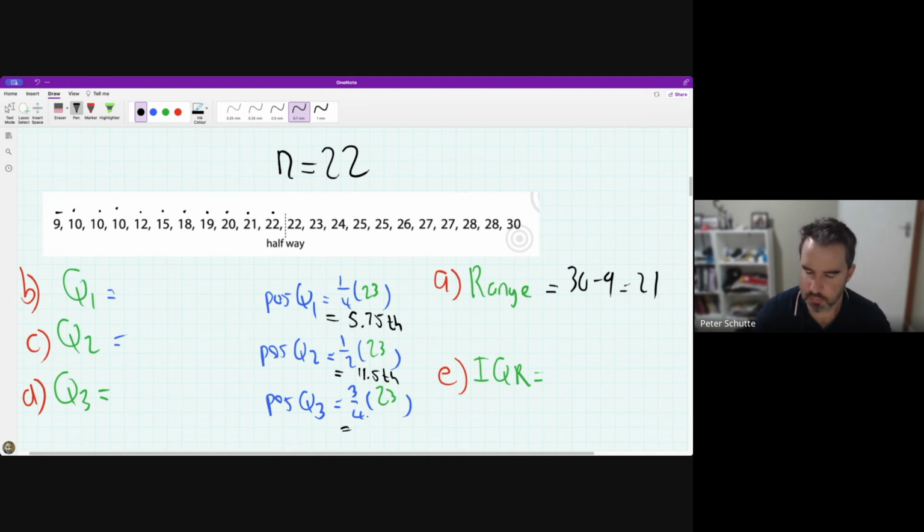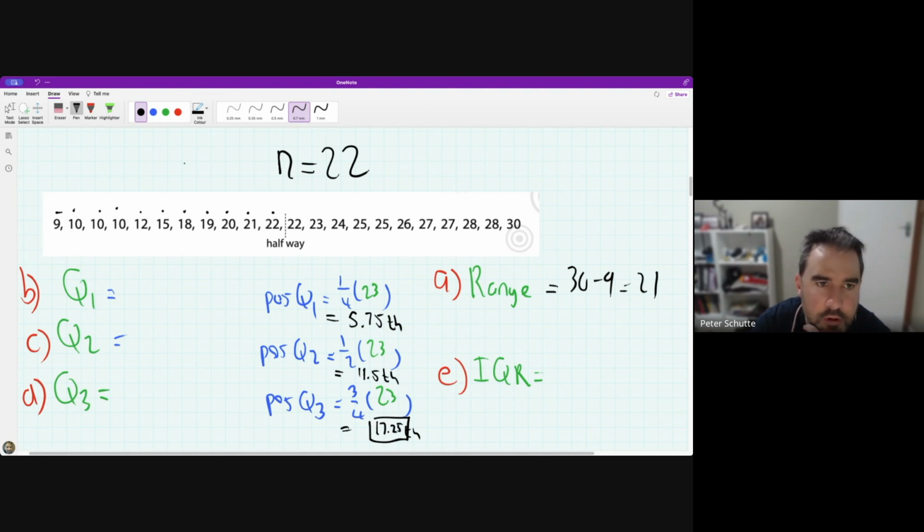Does somebody give me a position on this? This will be position what? I think that will be divided by 4 times by 3. Can someone give me a position on Q3? I don't have my calculator here. My brain has just had a moment. There we go, 17.25. Thank you, everyone.